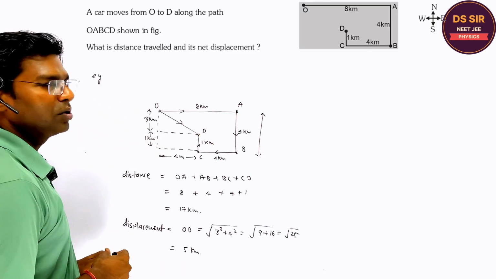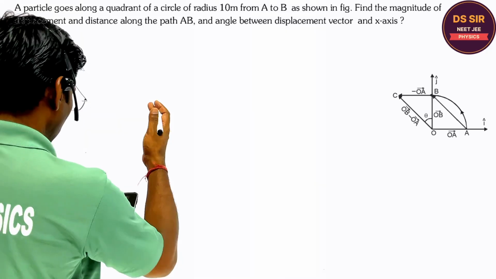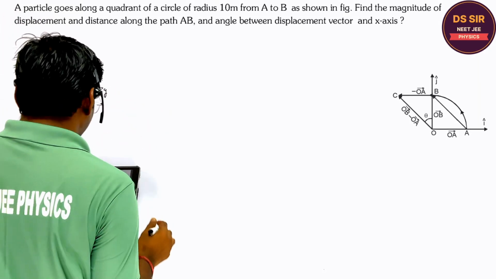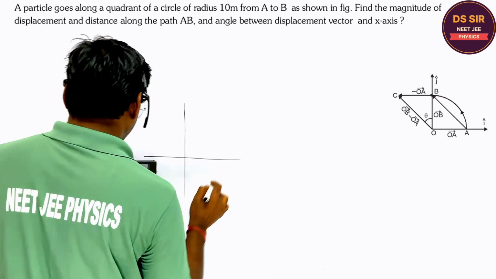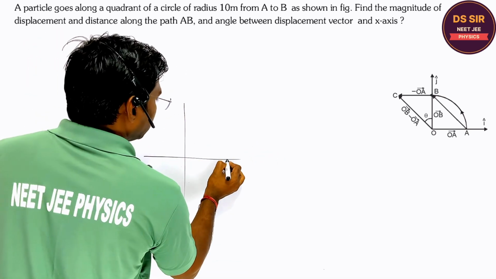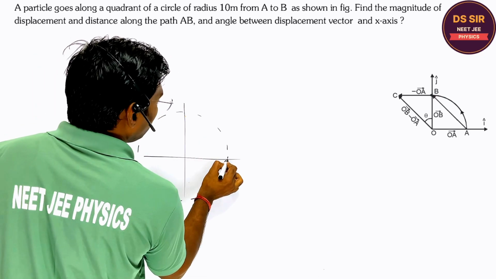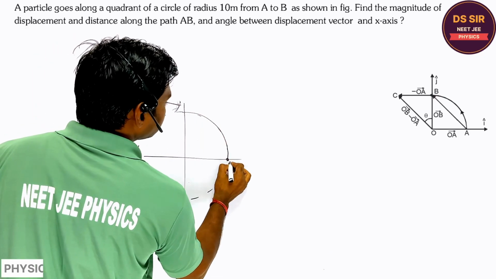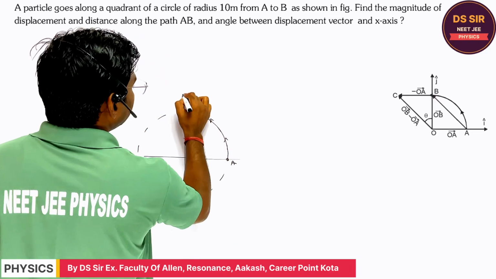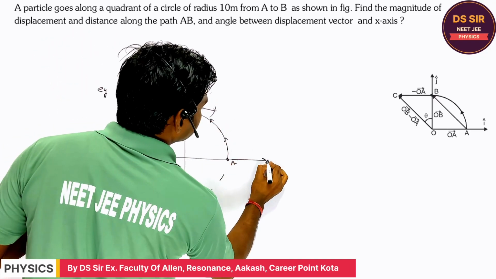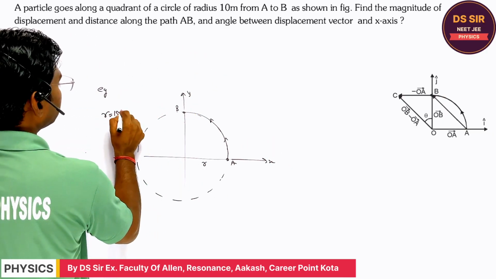You understand this question or not? Right, copy this. So read this question. In this question, a particle goes along a quadrant of a circle of radius 10 meter from A to B. Listen, this is the circle, suppose, and the quadrant from this is AB, this is A, and the particle is going from A to B. This is assumed to be the y-axis, this is the x-axis. What is the radius? The radius is given as 10 meter.